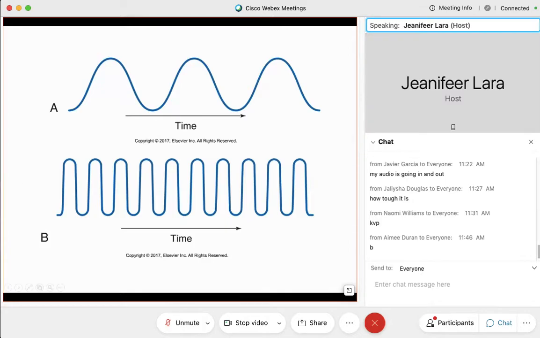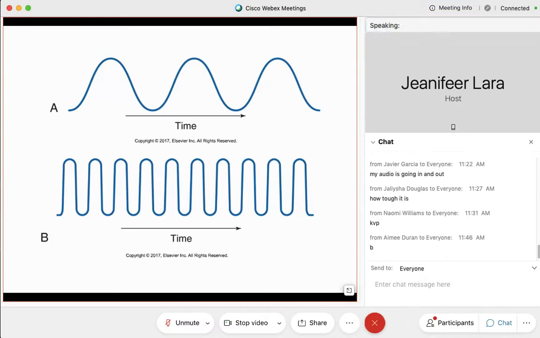If we have a smaller or shorter distance, then guess what? We have the ability to have more waves. So here we have 1 wave, 2 waves, 3 waves, and let's just say this was 1 second. Here we're able to have 1, 2, 3, 4, 5, 6, 7, 8, 9, 10 waves in 1 second.